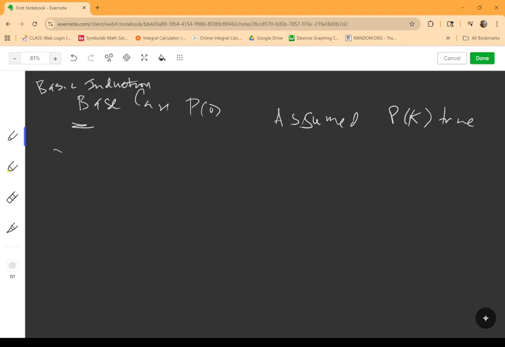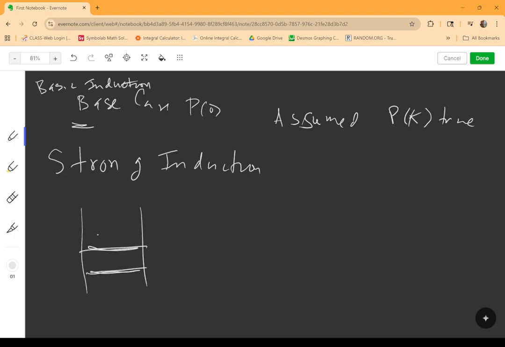Now, the idea behind strong induction. For basic induction, we used the analogy of dominoes lined up, and if we pushed one initially, it caused the rest of them to fall down. Now for strong induction, instead of dominoes, we want to think of almost like a ladder, where if you find yourself on this step here, you need to know that the other 3 steps are there for you.